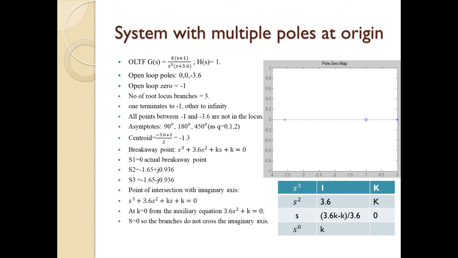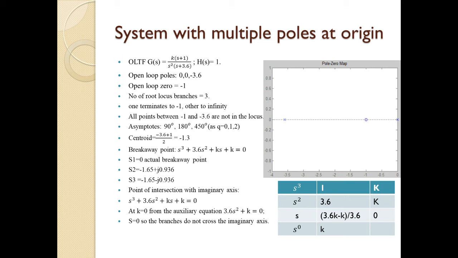Now if we check any point between minus 1 and minus 3.6, on the right hand side it always has an even number of poles and zeros. That is, the summation of poles and zeros to the right of the test point is always 2. So any point between minus 1 and minus 3.6 does not lie on the locus.